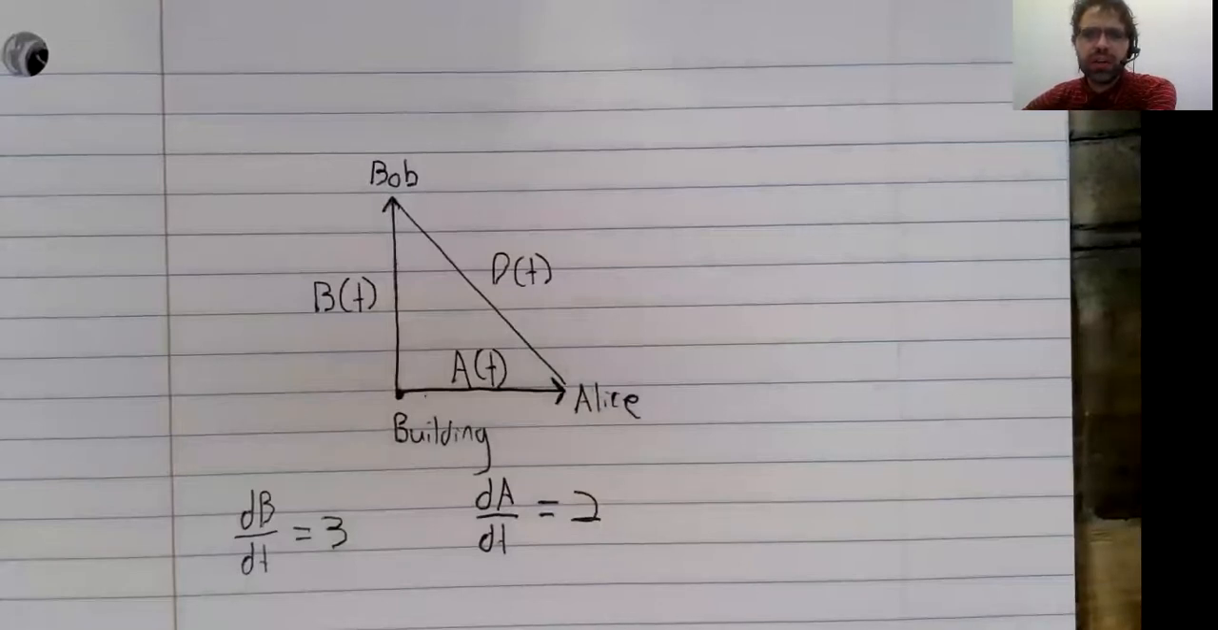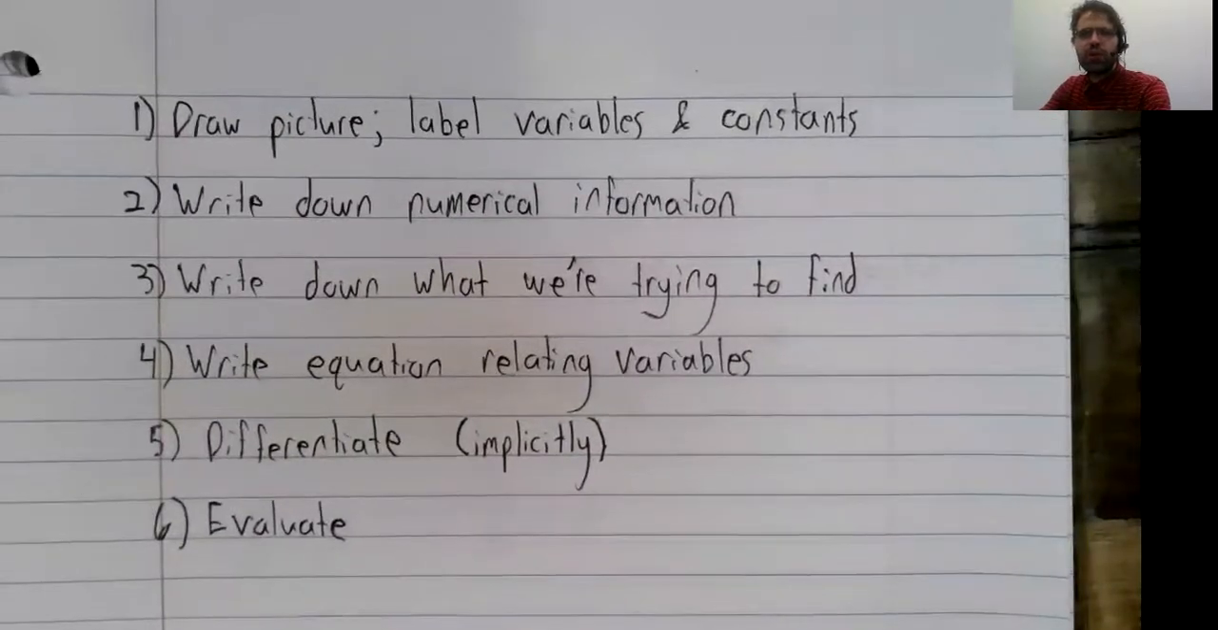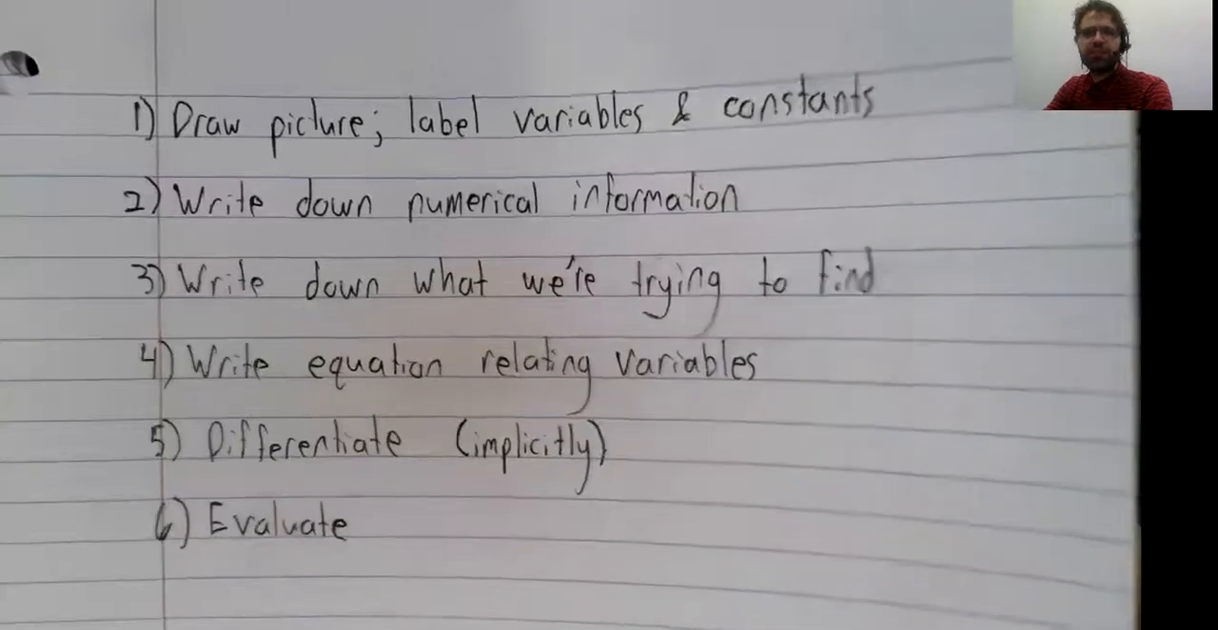There might be other stuff that interests us down the line, and we might have to come back and try to figure out some additional stuff. But this is the only numerical information we are explicitly given. So for now, let's move on to 3. What are we trying to find?